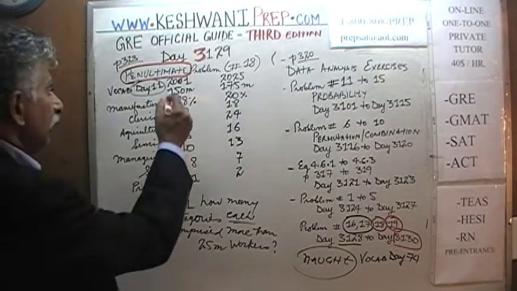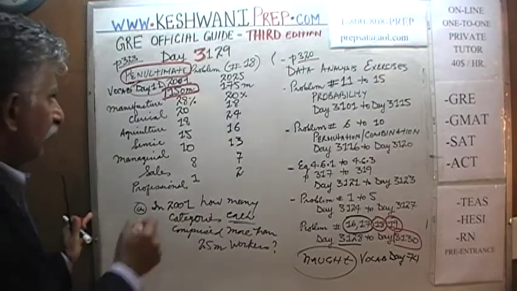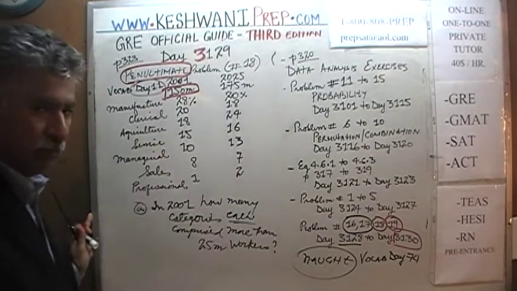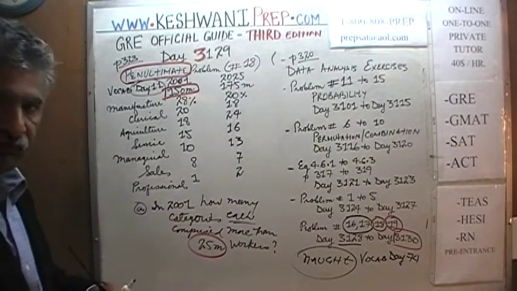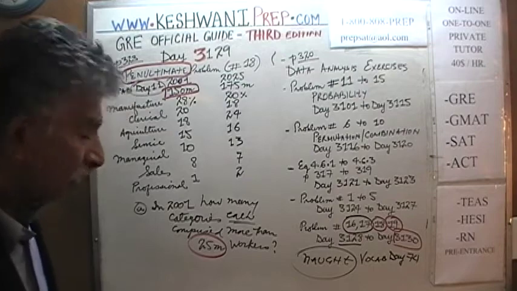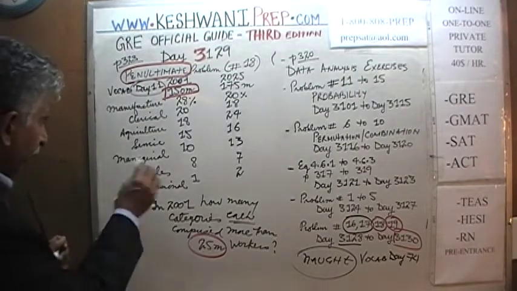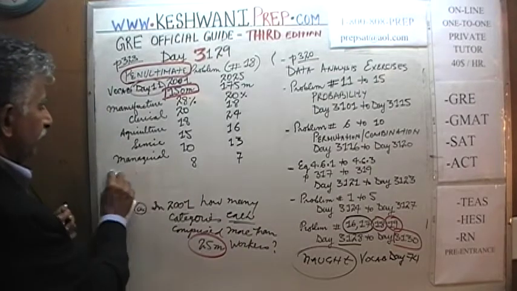In year 2001, we know that we had a total of 150 million workers. Question is, out of those 150 million workers, how many of this category employed more than 25 million workers? So let's do the work. We need the room. I don't want to erase that part. We do need a little bit of room, so I'm going to erase some of these categories here. You already have them, so let's erase them.